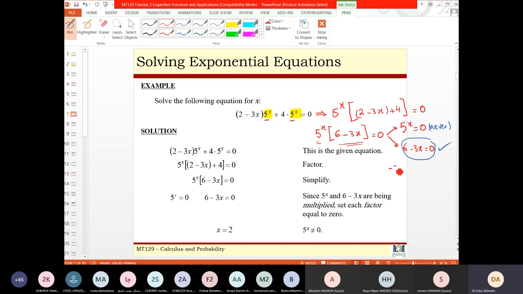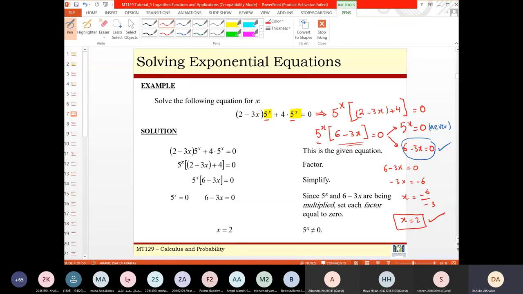So this means that 6 minus 3x is equal to 0. This means that minus 3x equal to minus 6. This means that x is minus 6 over minus 3. This means that x is equal to 2 and done. We solve it. Easy? Usually, when they give you an exponential equation, we solve it in such a way, taking a common factor, simplifying لحد ما يوصل عندي حد ألاقي فيه الحل.